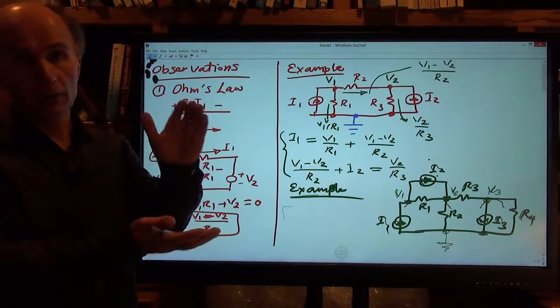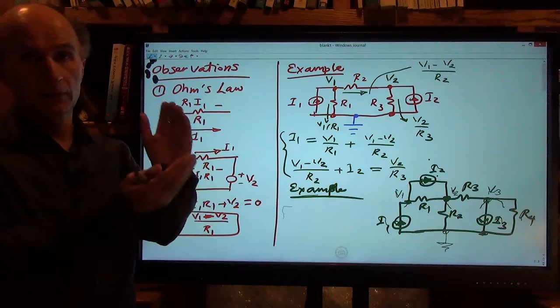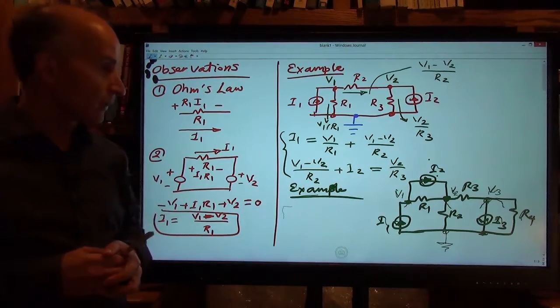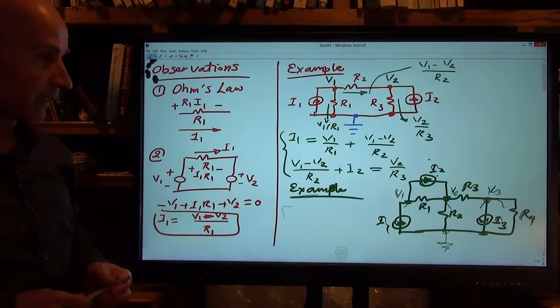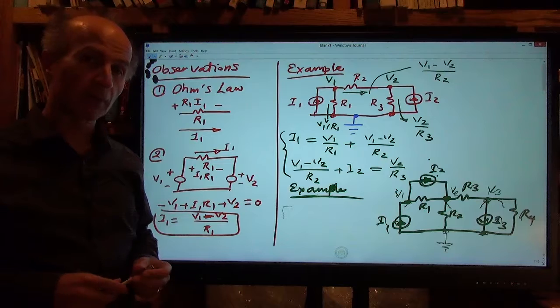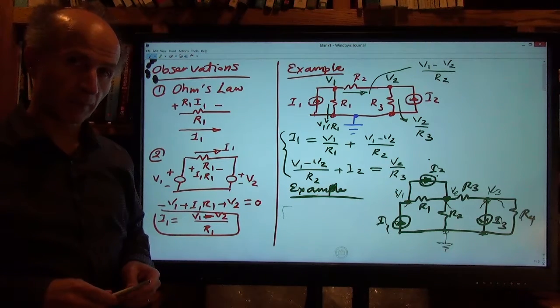So now we have three equations, three unknowns, V1, V2, V3. We can solve and we can find the three voltages. So that is another example of applying the nodal method to the analysis of the circuit.